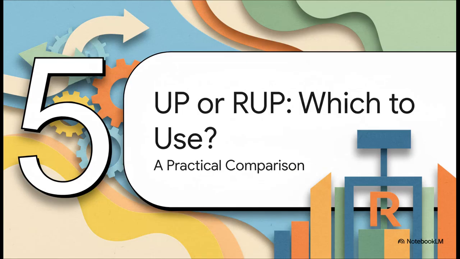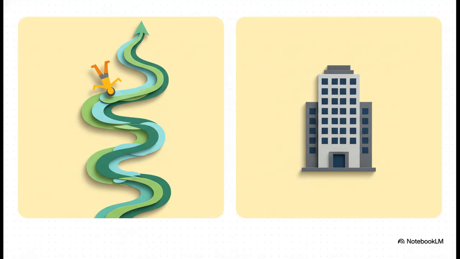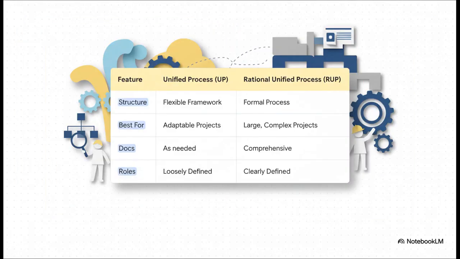Okay, so we've got these two powerful options. The big question is, how do you know which one is the right fit for your specific project? You know, at its core, the choice really boils down to one thing: flexibility versus formality. UP is your adaptable general framework. RUP is your detailed, buttoned-up, rigorous process. This table breaks it all down.